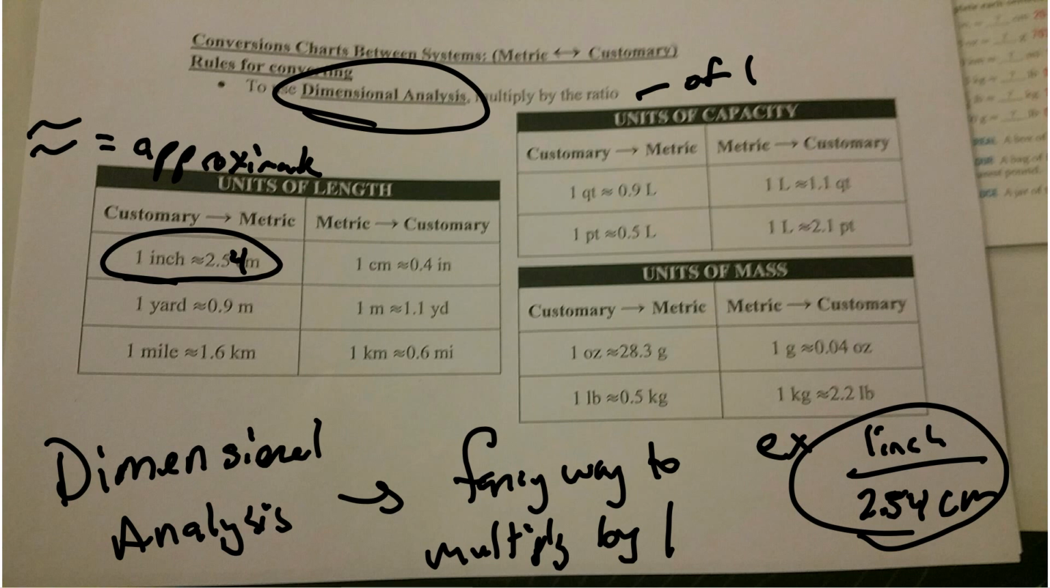1 quart is about 0.9 liters. Notice quarts and liters are really close. 1 liter is about 1.1 quarts. 1 pint is about 0.5 liters. 1 liter is about 2.1 pints. You can even make that cups if you wanted to. So you could actually go from liters to pints, then pints to cups. Customary to metric, 1 ounce is about 28.3 grams. 1 pound is about 0.5 kilograms. Or 1 kilogram is about 2.2 pounds, which you probably heard of that one before. 1 gram is about 0.04 ounces. That might not be one you're as common with.